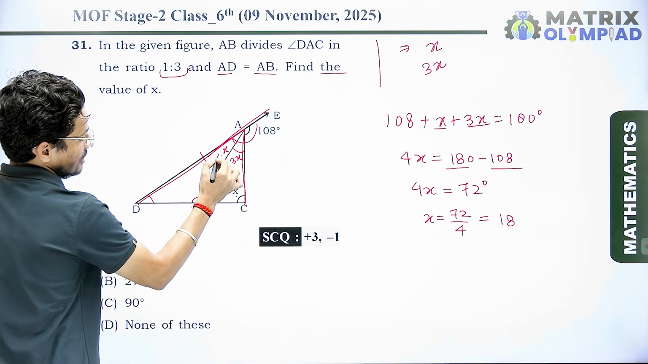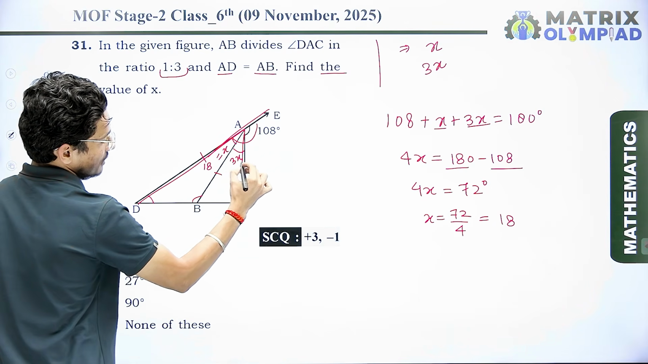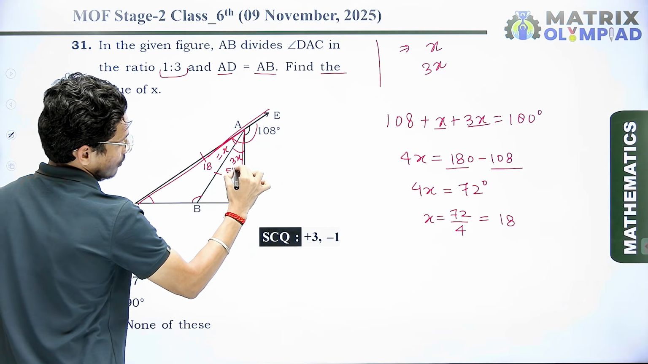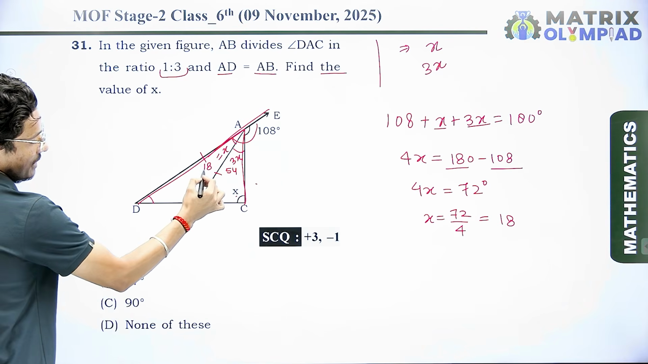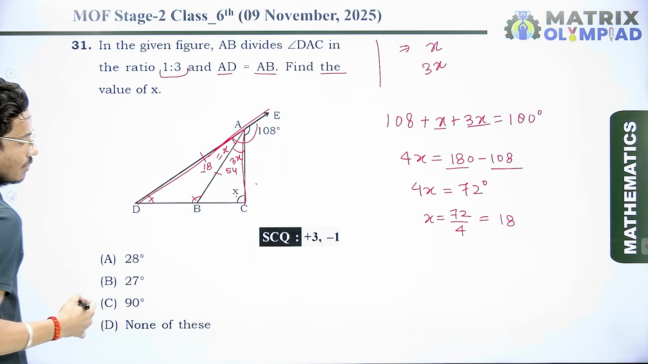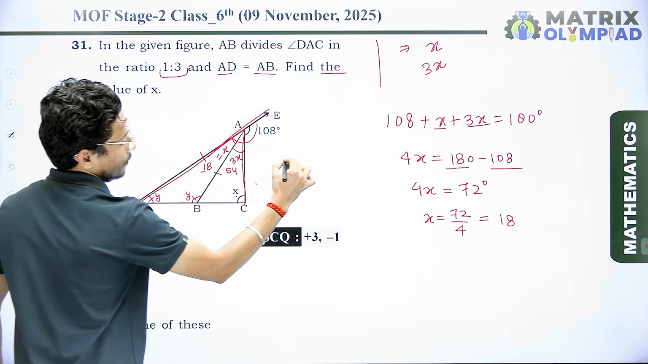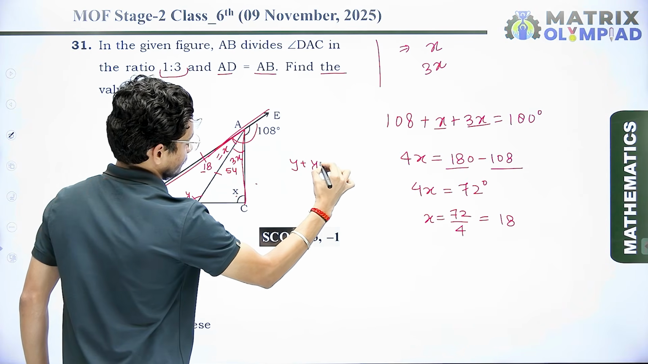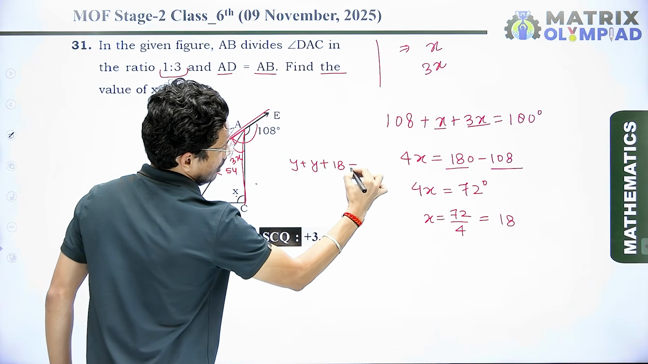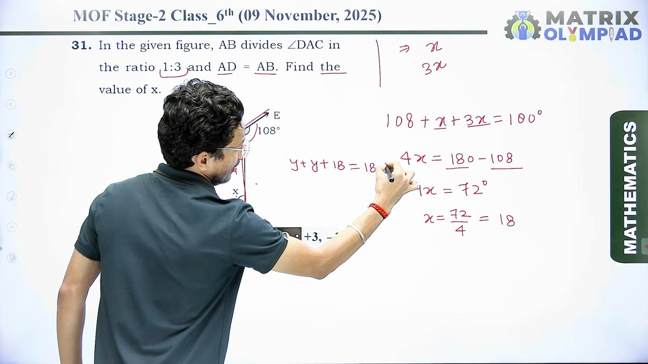It means this angle is 18 and this angle is 18 times 3, which is 54. So this one is 18. So this angle and this angle are also equal. So let's assume this one is y. So we can say this one is also y. So y plus 18 is equal to 180 degrees.